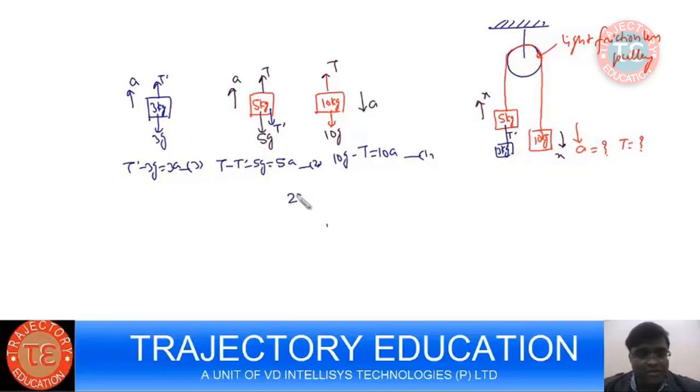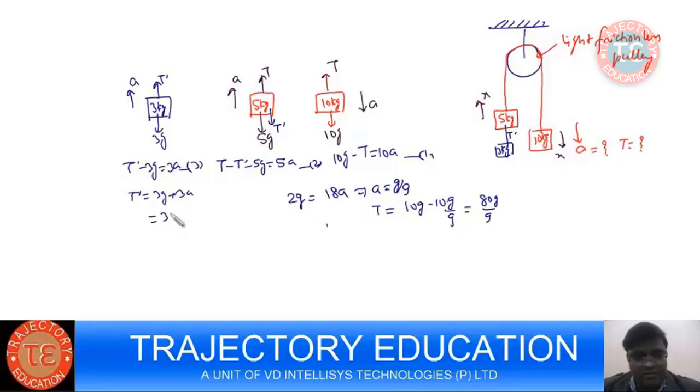I'll be getting 10g minus 5g minus 3g, which is 2g, equals 18a, so A is g by 9. And T comes out to be 10g minus 10g by 9, that comes out to be 80g by 9. Alright, and here if I put T dash, it is 3g plus 3a, that is 3g and g by 9, so 3 will come out, so that is 10g by 3, that is your T dash.